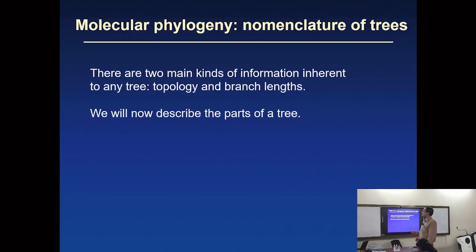So now, with some discussion on evolution, we will get to phylogenetic trees. And first, the nomenclature of trees. So, trees have topology and branch lengths. What does topology mean? Topology is branching patterns, okay, just branching patterns, and of course, then branch lengths. So you have branching patterns, and you have the lengths of the branches.